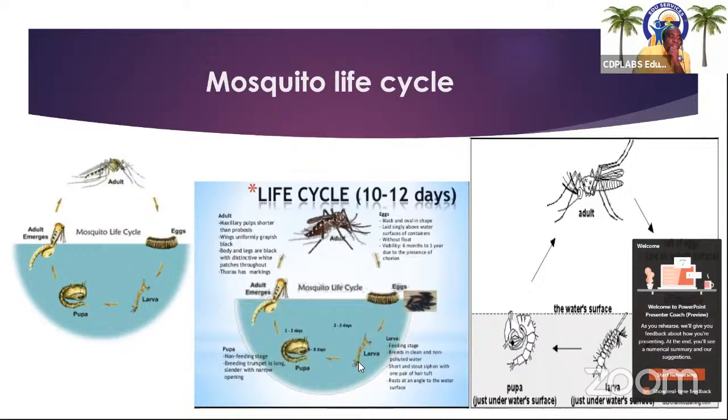From the larva, the larva takes 2 to 3 days to develop. Then the pupa takes 6 to 8 days to develop. Before we go to the pupa, they are saying about the larva that the larva is a feeding stage, and it breeds in clean and non-polluted water.